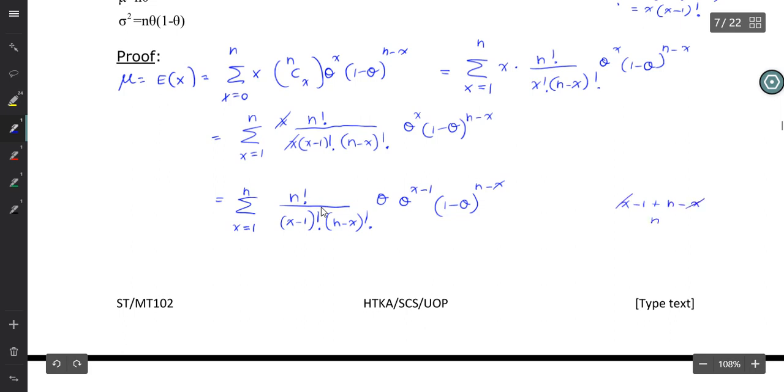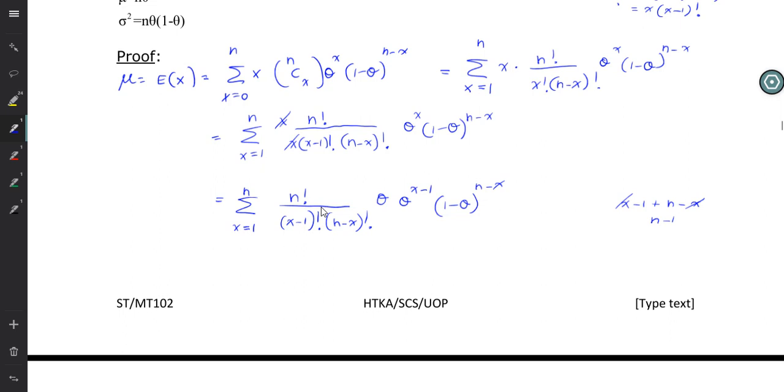You get n minus 1. So if you can have n minus 1 at the top, n minus 1 at the top, then that is also something nice because we can get the binomial expression. I'll show you how that comes at the end, but just look at what I'm doing.